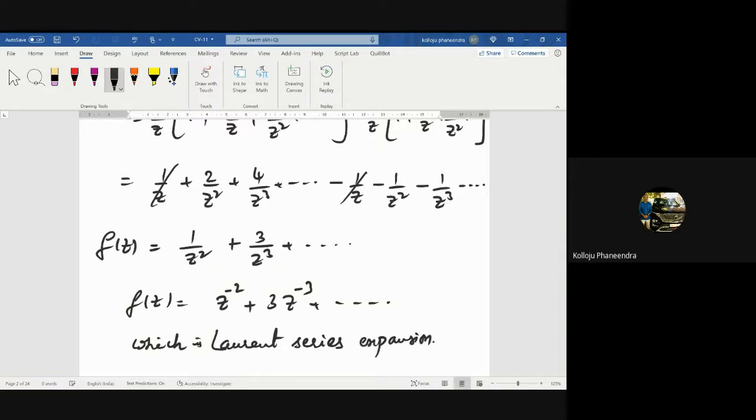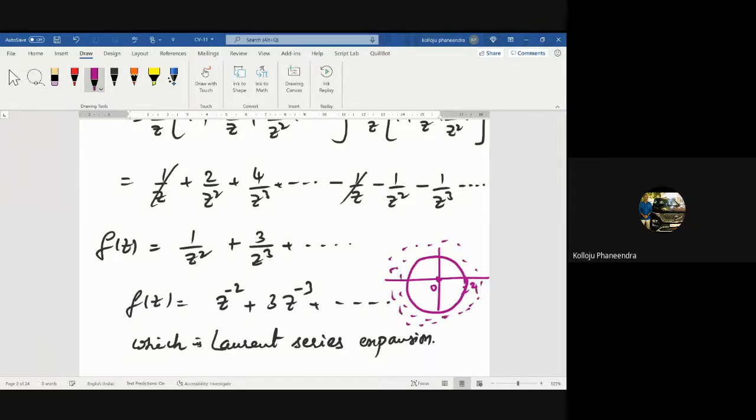Why are we getting only negative powers? Because of the region. What is the region? All of you observe this. Mod z greater than 2. This is with radius 2. Let us draw one circle. This is 2. Mod z greater than 2 means where is the region? Outside.